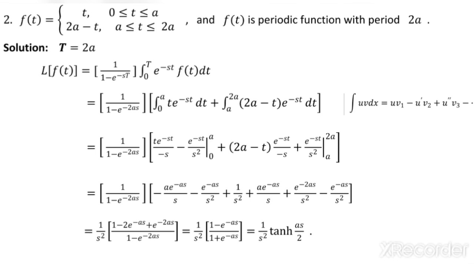Now again the same way we can simplify by taking the numerator in the form a minus b the whole square, and the denominator is a square minus b square, so one term gets cancelled, so it gives 1 minus e power minus as by 1 plus e power minus as, where again it is of the form 1 minus e power minus theta by 1 plus e power minus theta, which is tan hyperbolic theta by 2. So here in place of theta we have as, so that's why it is tan hyperbolic as by 2. So the Laplace transform of f of t in this case is 1 by s square tan hyperbolic as by 2.